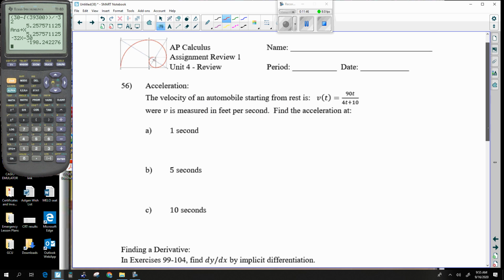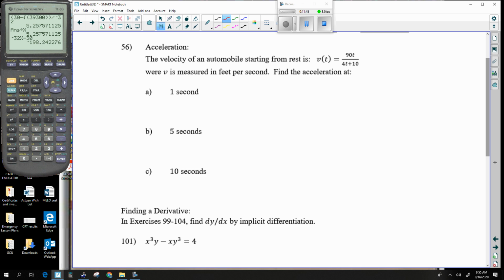The velocity of an automobile at rest is given, where v is measured in feet per second. Find the acceleration. So the derivative of velocity is acceleration. So if velocity is equal to 90t over 4t plus 10, that would imply that the acceleration is the derivative of that. So bottoms up, derivative of the top.